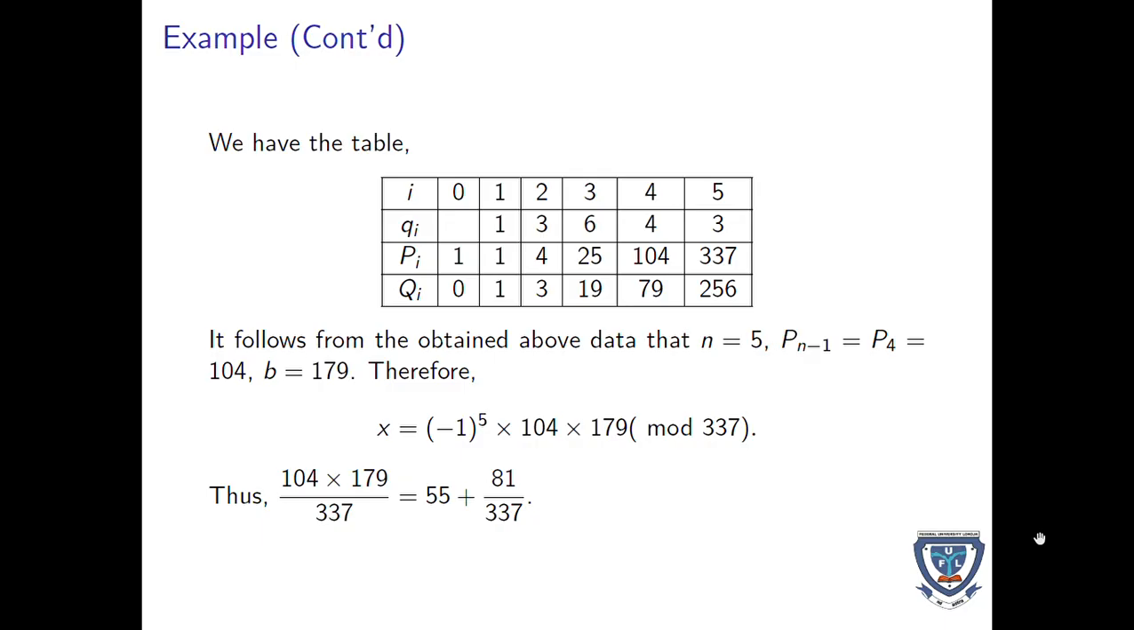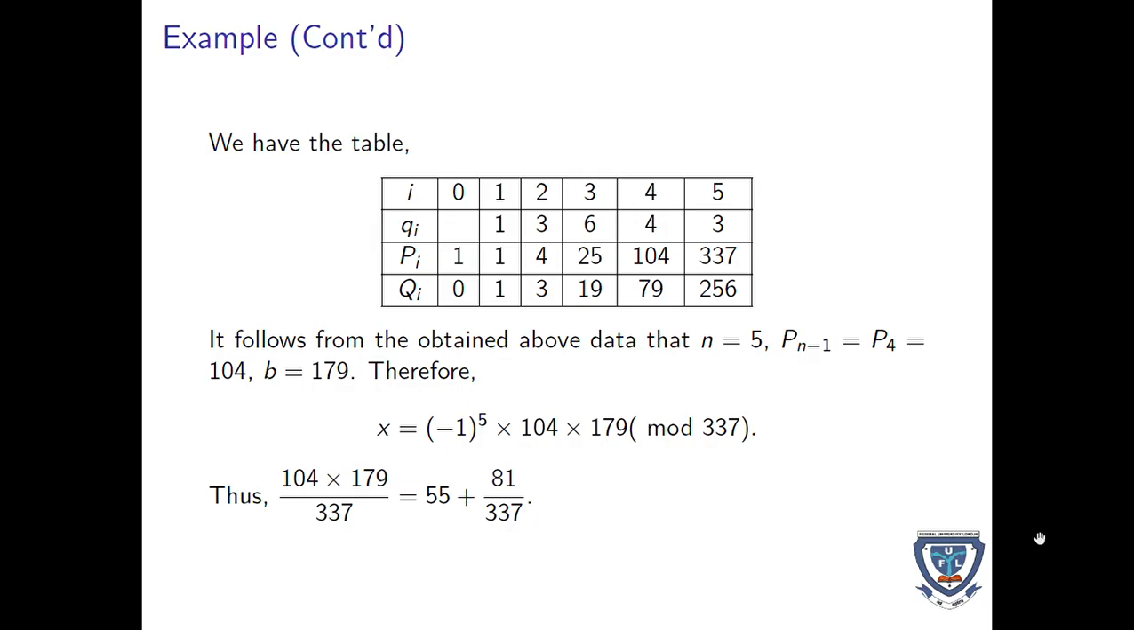It follows from the obtained data above that our n is 5, P sub n minus 1, which is P4, is equal to 104, and our b is 179. So when you substitute these values into the proposition, you're going to discover that S will be equal to minus 1 raised to the power 5 times 104 times 179 modulo 337.